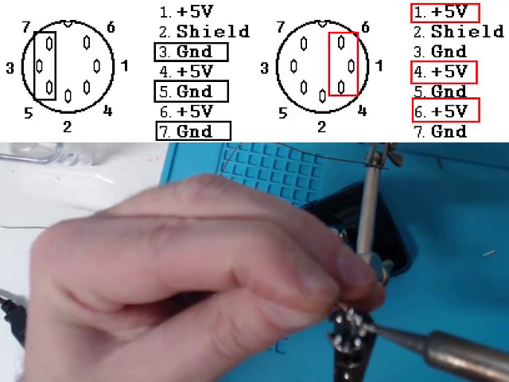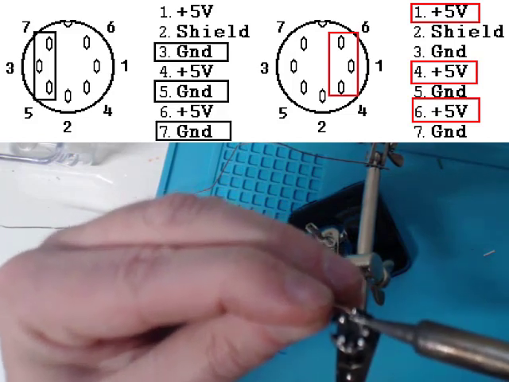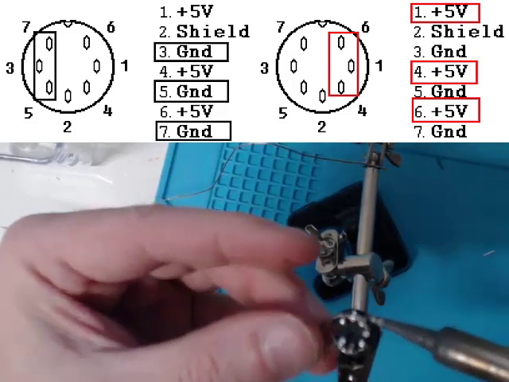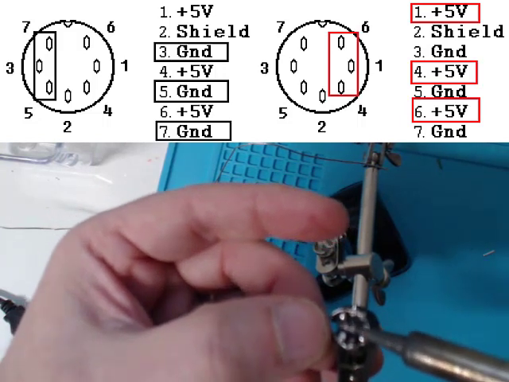Okay, now we're almost at the 11th hour. Pins 7, 3, and 5 connect to the black wire, and 6, 1, and 4 connect to the red wire.